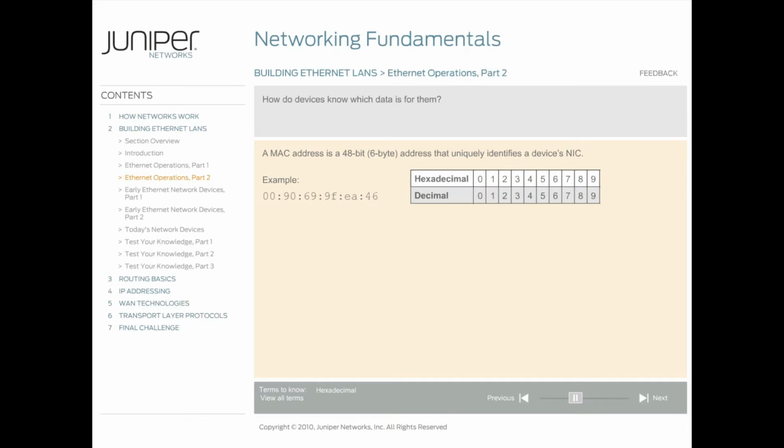MAC addresses are commonly displayed in hexadecimal format, a numbering system that uses the digits 0 through 9, but also represents numbers greater than 9 using the letters A through F. We'll discuss this and other numbering systems in section 4. Each digit represents 4 bits. So one byte, which is 8 bits, is represented by 2 digits. For example, in this MAC address, 00 is the first byte, 90 is the second byte, and 69 is the third byte.